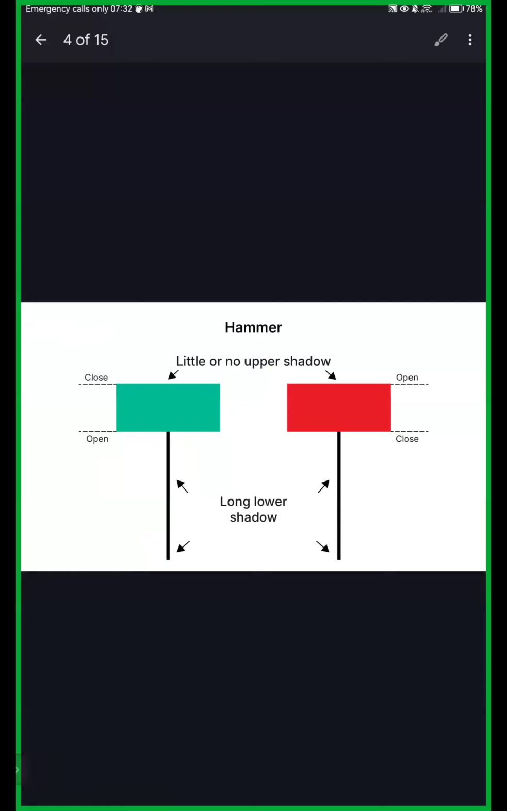Is this okay about the hammer? It signifies a trend change from downside to upside. So it is a market reversal signal to the upper side. And I think I have indicated where it can be located.